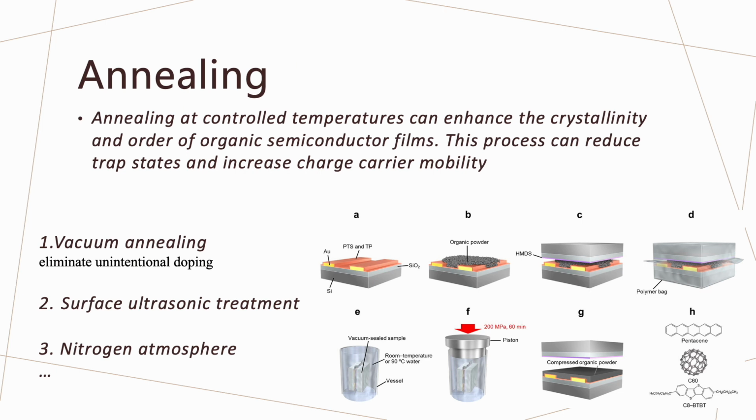Annealing at controlled temperatures can enhance the crystallinity and order of organic semiconductor films. This process can reduce trap states and increase charge carrier mobility. Vacuum annealing can eliminate unintentional doping. Also, before annealing, we may want to do a surface treatment like ultrasonic cleaning. And also, we want to anneal in a pure environment like a nitrogen atmosphere.